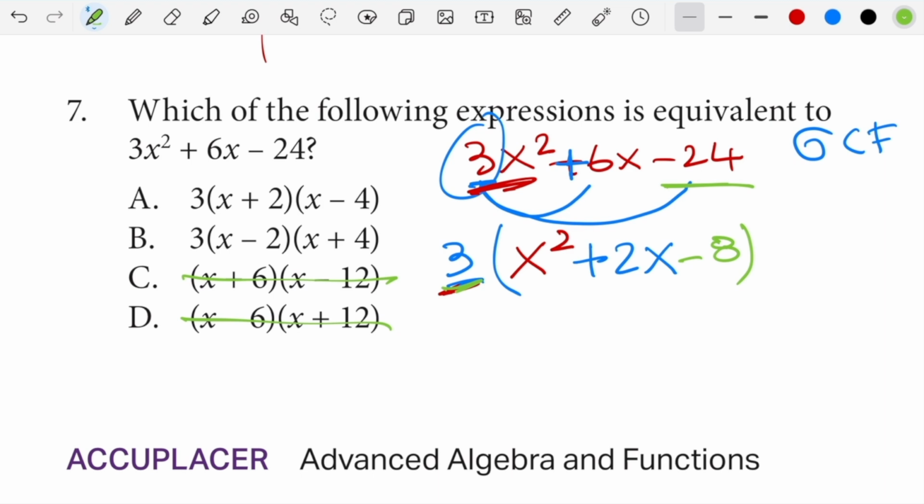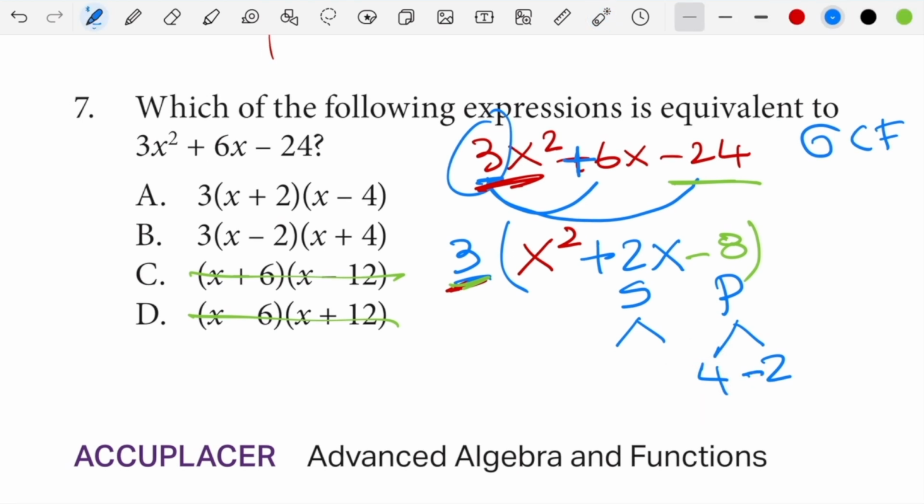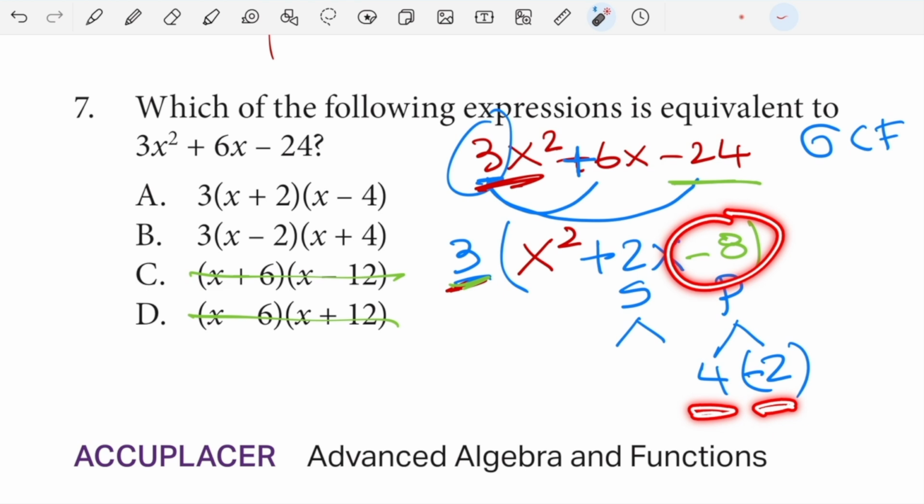Then I need to check inside my parentheses. And this is a trinomial. A trinomial, I'm going to factor it using product and sum. Two numbers that you multiply get negative 8, but when you add, you get 2. To get negative 8, you get 4 times 2. But because the product is negative, then one of these two numbers has to be negative. You look at the sum, and my sum is positive. That means my bigger number has to be positive, and the small number has to be negative. Let's double check. 4 times negative 2 gives me negative 8, and 4 minus 2 gives me 2. So my numbers are 4 and negative 2.